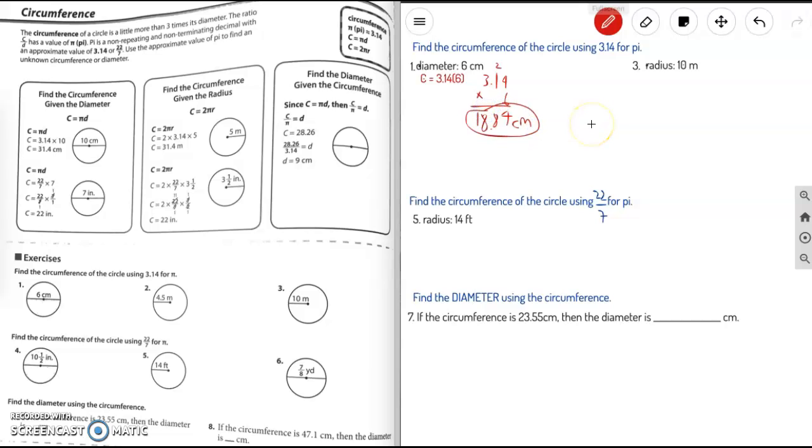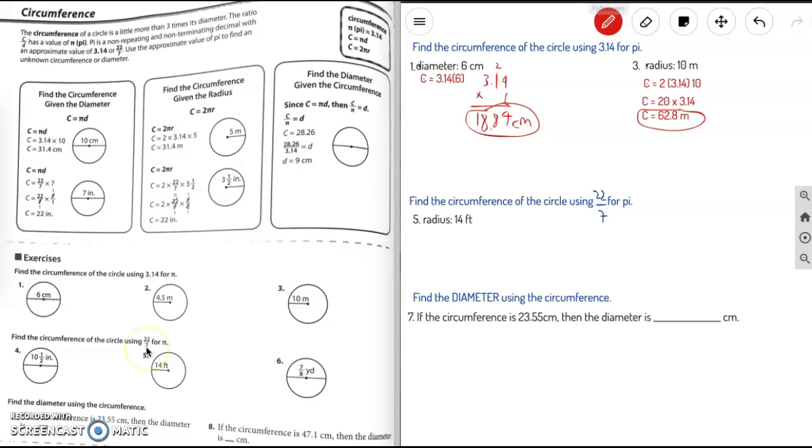Okay, number 3 is a little different. It gives us the radius. So we're going to be using this formula, given the radius, right? Okay, so it will be C equals 2 times pi times r, which is 10. So let's do this. So 10 times 2 is 20, and then 20 times 3.14. So C equals 62.8 meters.